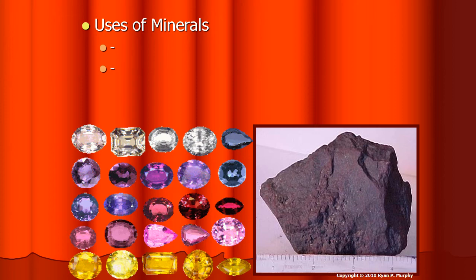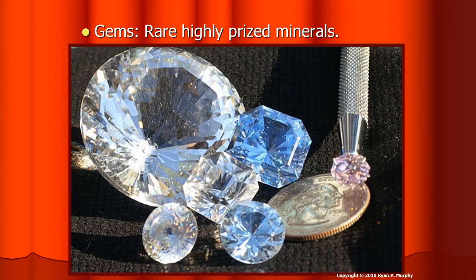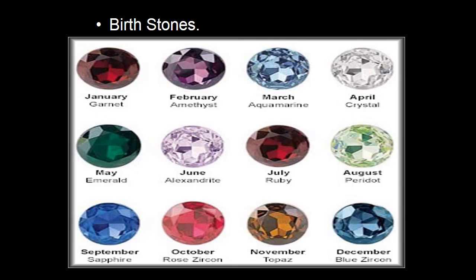Now, let's talk about how we can use minerals. Minerals are actually a pretty important thing in our life because we can use them for a lot of different things. First of all, a lot of gems are made from minerals. Things like diamonds and sapphires and rubies, those are all minerals, and those are rare, highly prized minerals. Why are they so expensive? Why are they so highly sought after? Well, one, because they're rare and hard to find, and two, because they're pretty and sparkly, so people like them. But really, they're basically just a pretty rock.